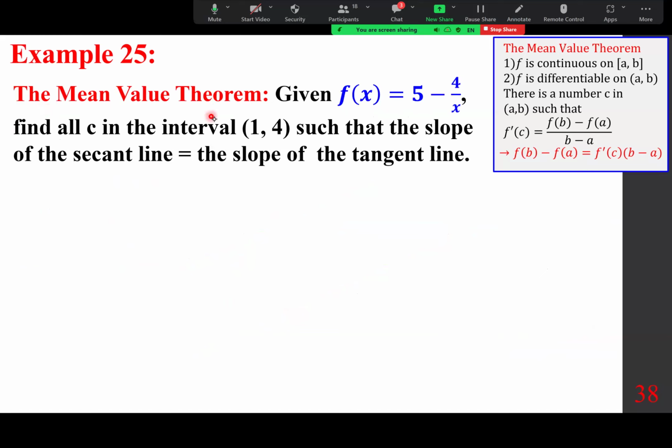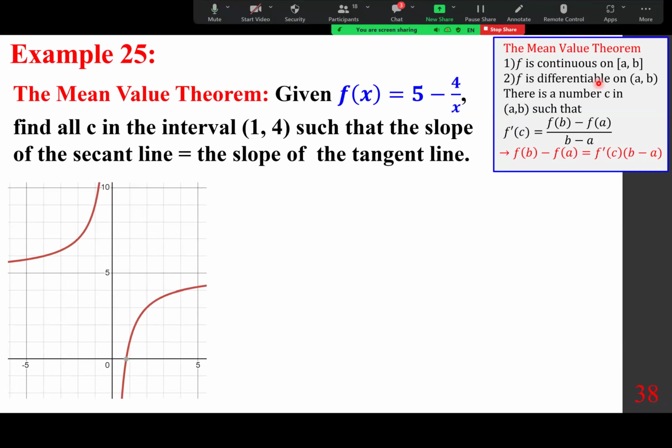Let's go with the mean value theorem for this question. Given f of x equals 5 minus 4 over x, find all c in the interval of 1 to 4 such that the slope of a secant line equals the slope of a tangent line. So we have to discuss continuity and differentiability. First and foremost, what type of a function is this? This is a rational function. And here's the graph between 1 and 4.